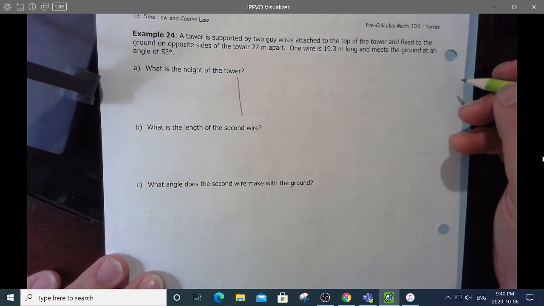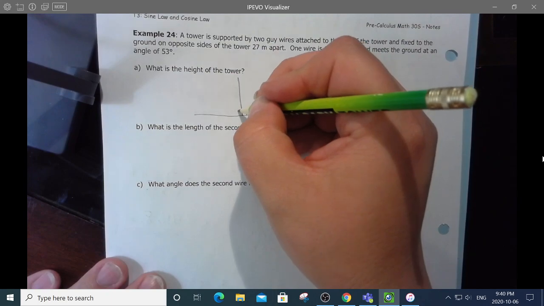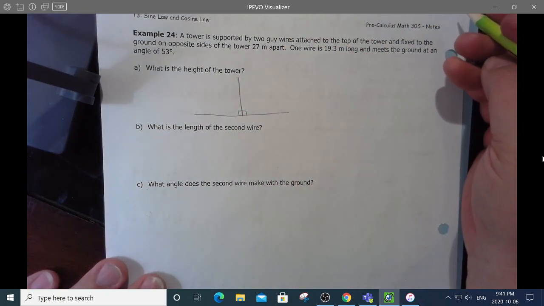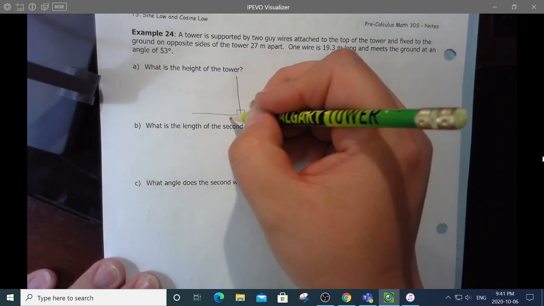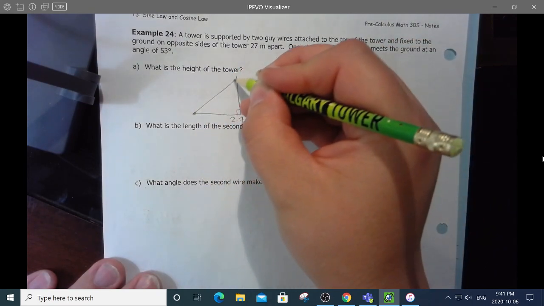There, that's a pretty nice tower, eh? We're going to assume that they put this tower up at a right angle to the ground. It's not the Leaning Tower of Pisa. And we know that it's supported by 2 wires. The 2 wires are 27 meters apart. So it's 27 meters from where the wires meet the ground, here and here.